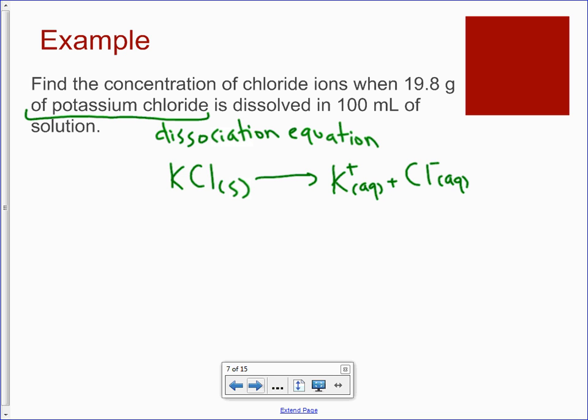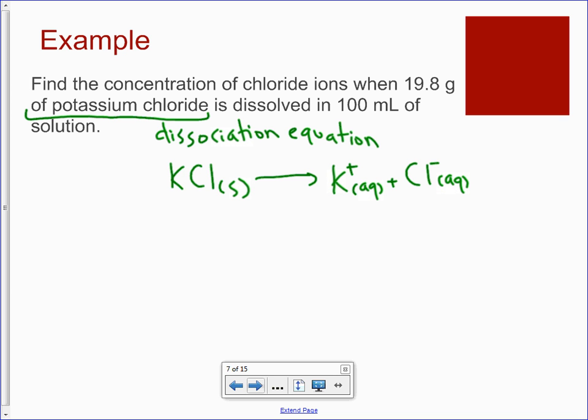And we need to just make sure that everything is balanced, and just looking at this, it is. We have one potassium atom on our reactant side, one potassium atom on our product side, one chlorine atom on our reactant side, one chlorine atom on our product side.